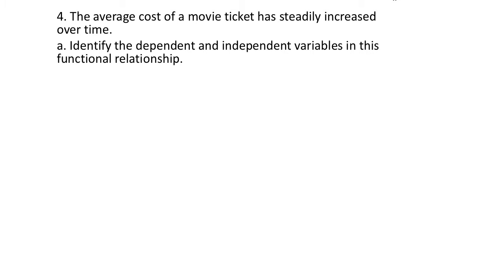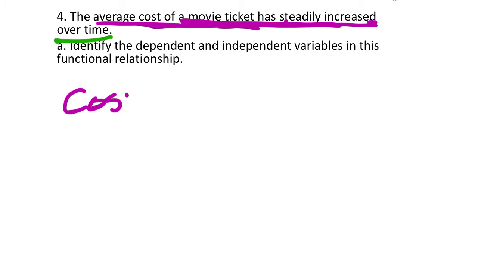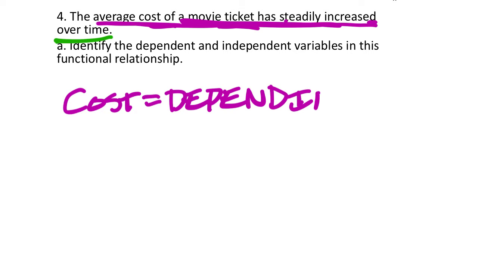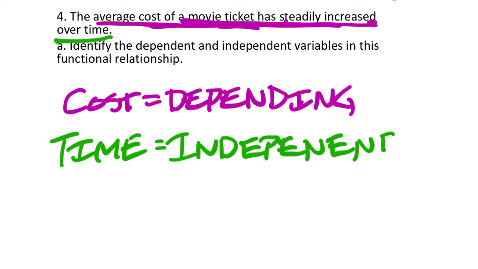The average cost of a movie ticket has steadily increased over time. All we need to do on this one is to figure out which one's dependent and independent. So, the cost of the movie ticket has steadily increased, which means that the price or the cost is depending, right? It's happening based on time right here. So the average cost, that's our dependent. The cost is depending on the time.